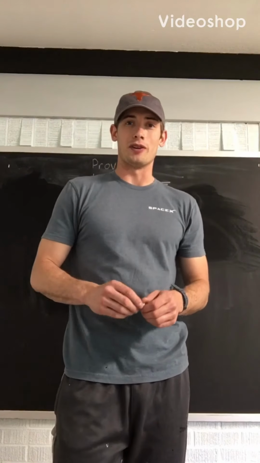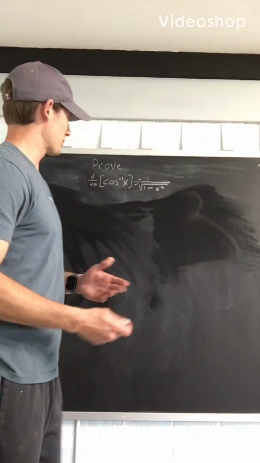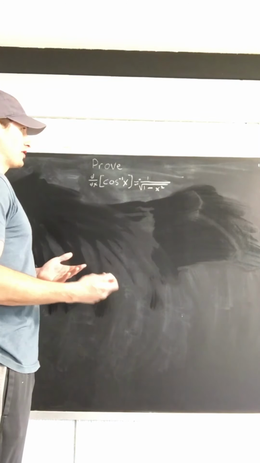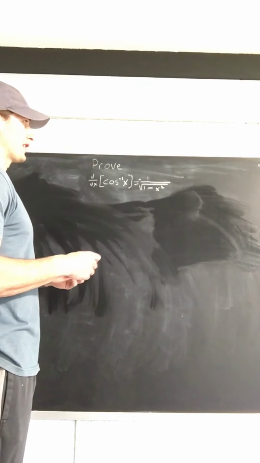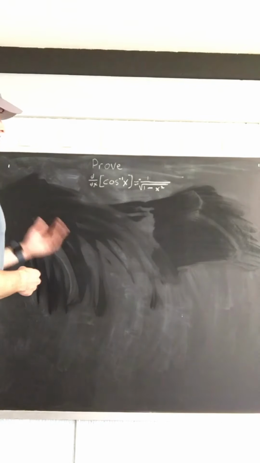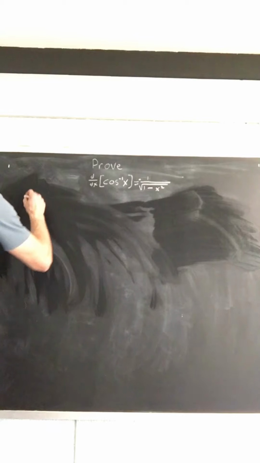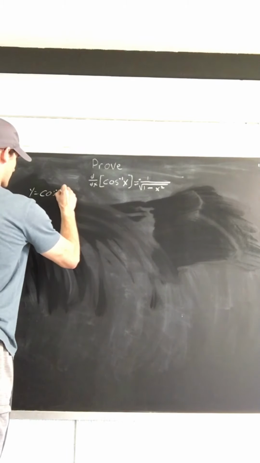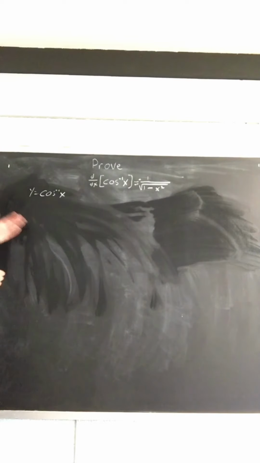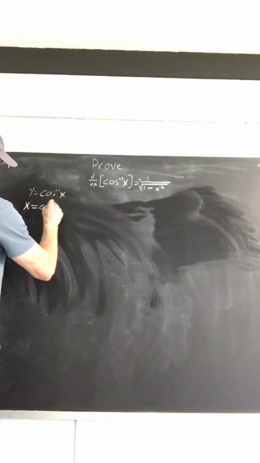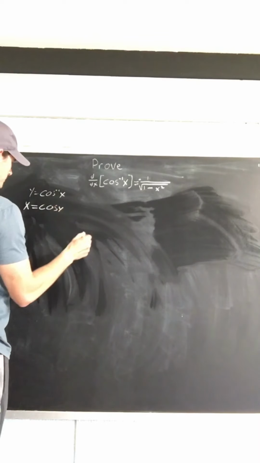Hey, good afternoon everyone. Tyler Evans here, and today I'll be proving that the derivative of the inverse cosine of x is equal to -1 over the square root of 1 minus x squared. So the first thing we'll do is set the inverse cosine of x equal to y. So y equals cosine inverse of x. If this is true, then that would mean x is equal to cosine of y.